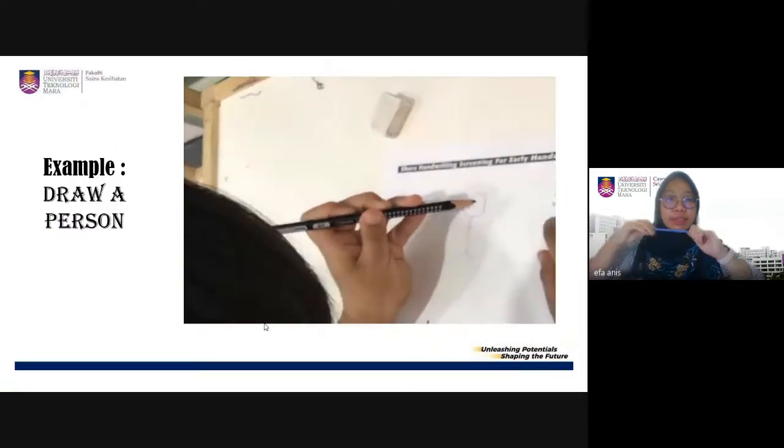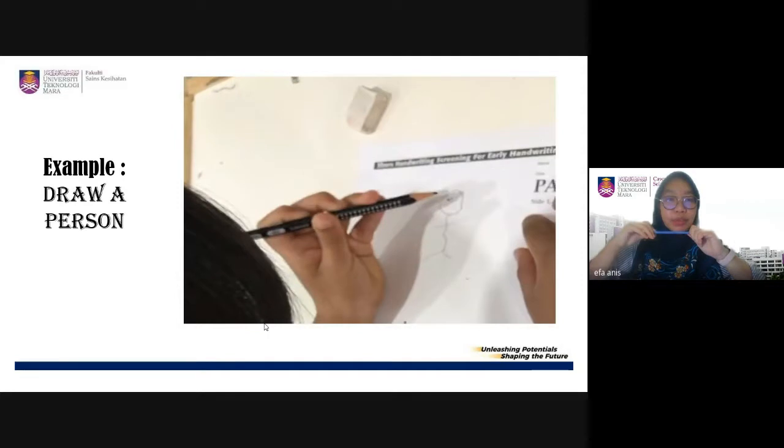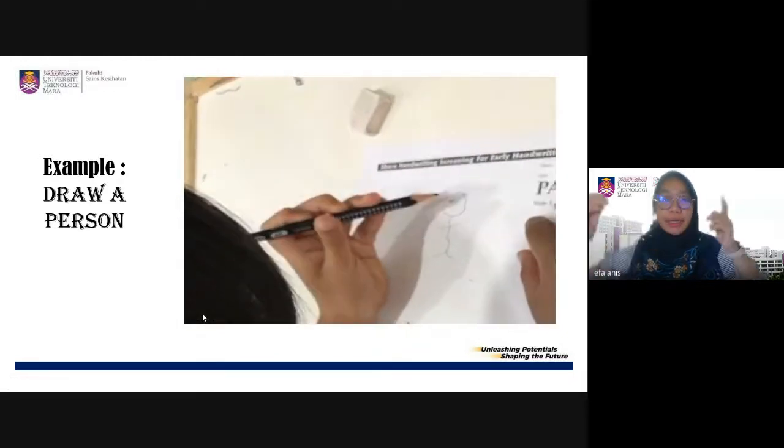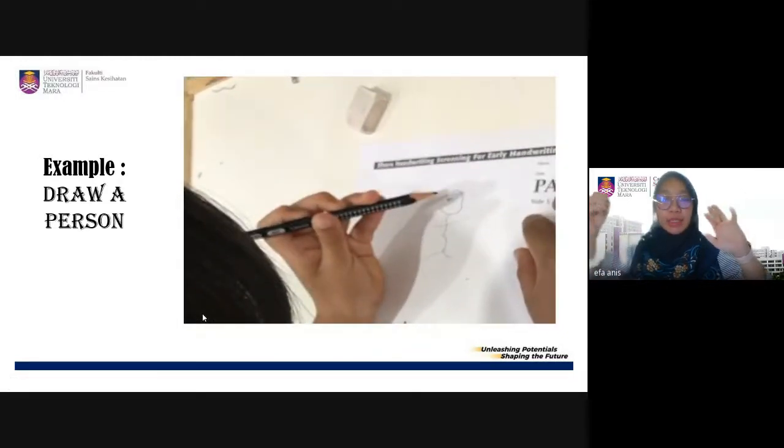Okay, so this is the first one, example untuk draw a person. As I mentioned, the kid already has a poor grasp pattern, but he has a bilateral integration. Dia ada dominant hands. He tried to draw the person, ada complete lah, ada kepala, tangan, kaki, badan and so on. And also he tried to draw the facial parts. Okay. Next one.